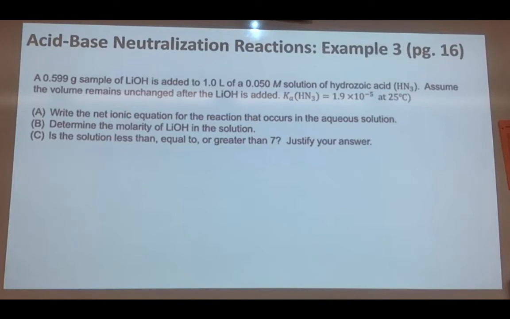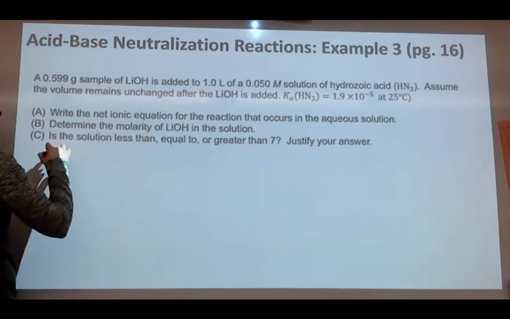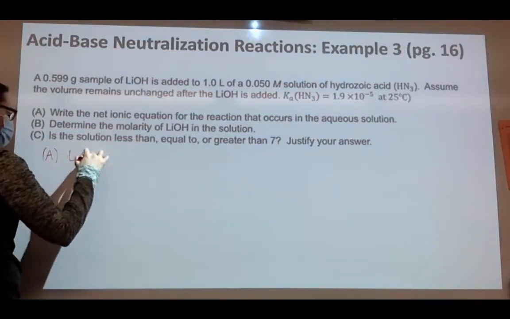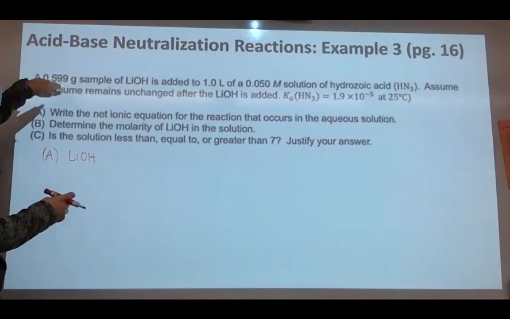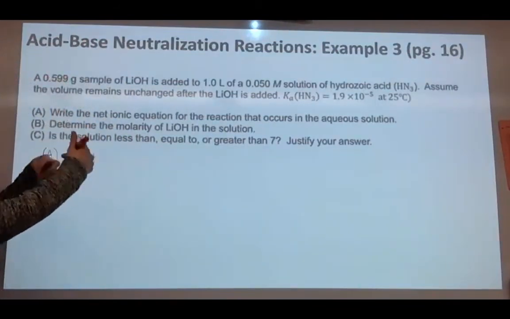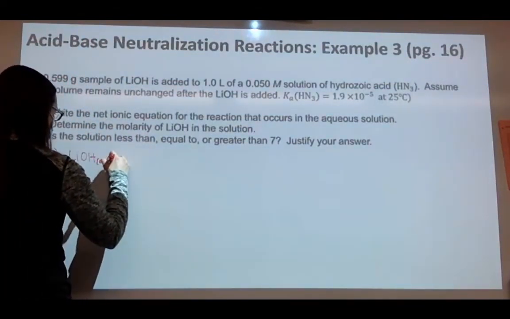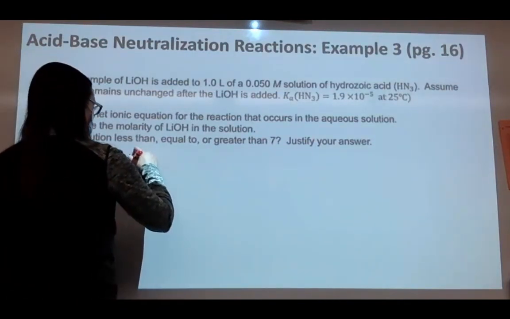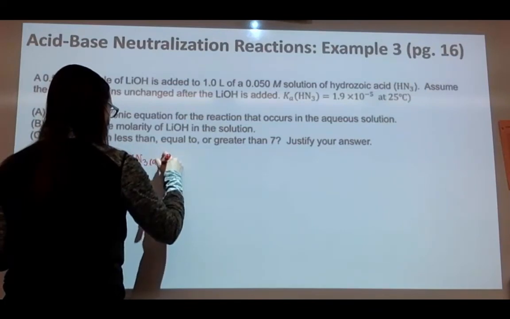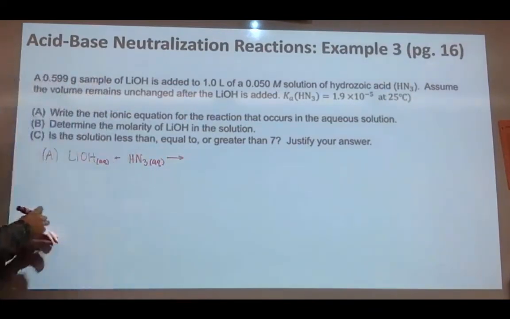Part A says write the net ionic equation for the reaction that occurs. Okay, well, we have LiOH. Now, I know that it says you have a 0.599 gram sample, but it's being added into the solution. So we're going to say that LiOH is aqueous, because we have a solid that's going into the solution. So we're turning it into a solution. Plus HN3, hydrazoic acid. This is a base plus an acid. This is a neutralization reaction. Single arrow for neutralization.